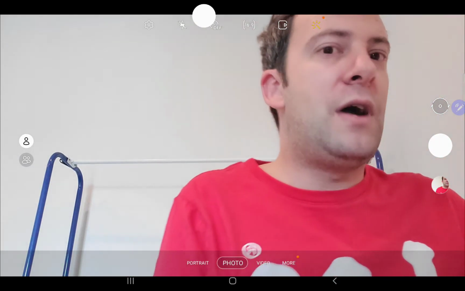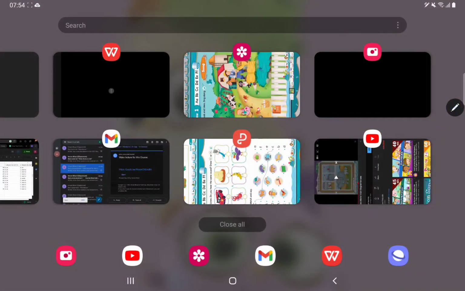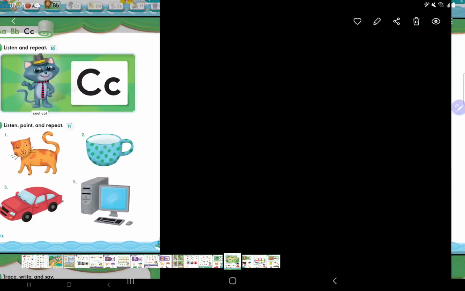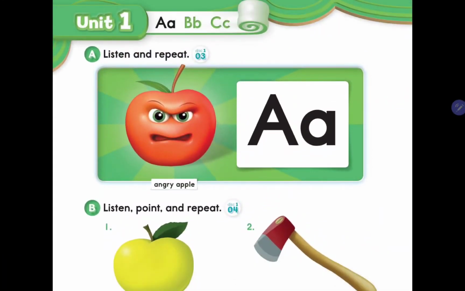Okay, let's go have a look at our first sounds that we have learned. Let's go all the way back to the letter A. So our first letter that we have learned about was the letter A. Let's get my pointer.